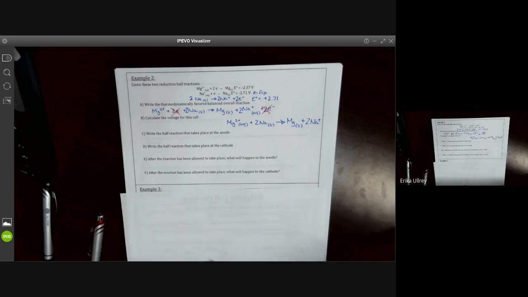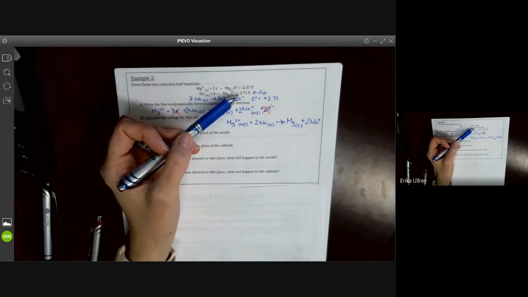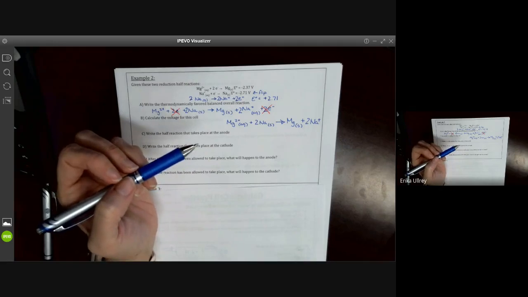Emily, what do you mean by are we able to flip either one? We could have flipped Mg, but the problem is it wouldn't leave us with an overall positive E cell. If we had flipped this one, we would have gotten a positive 2.37, but when we added it to the negative 2.71, the E cell total would still be negative. And we need it to be thermodynamically favorable. We need the overall E cell to be positive.